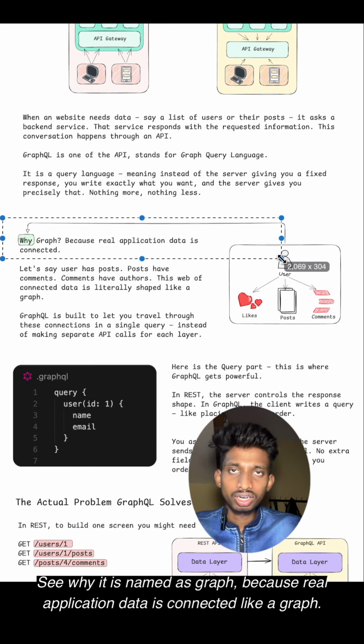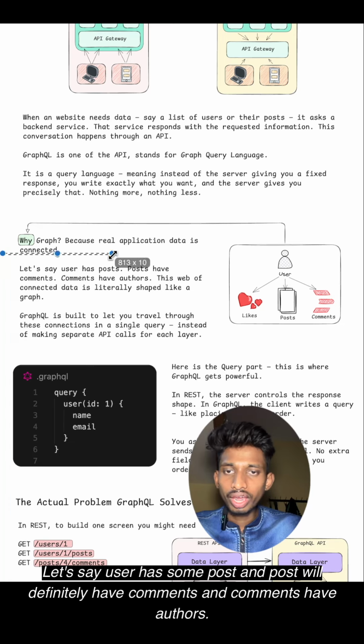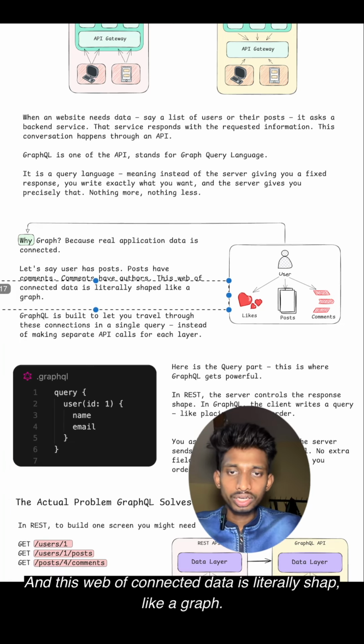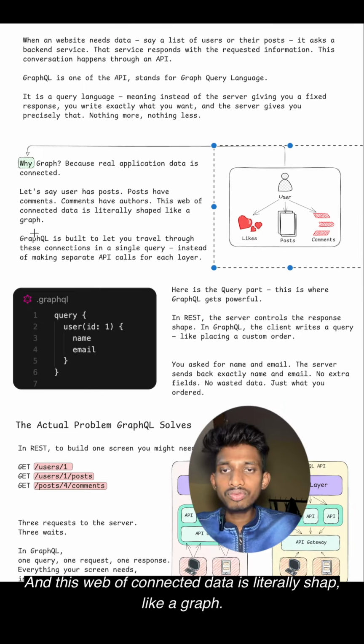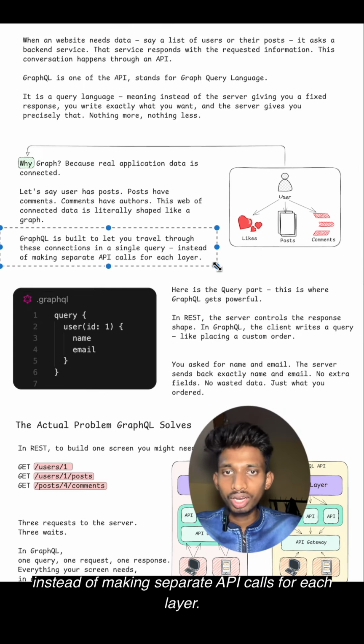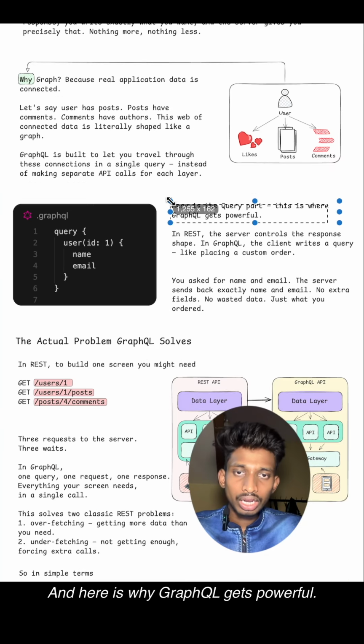Because real application data is connected like a graph. Let's say a user has some posts, and a post will definitely have comments, and comments have authors, and this web of connected data is literally shaped like a graph. GraphQL is built to let you travel through these connections in a single query instead of making separate API calls for each layer.